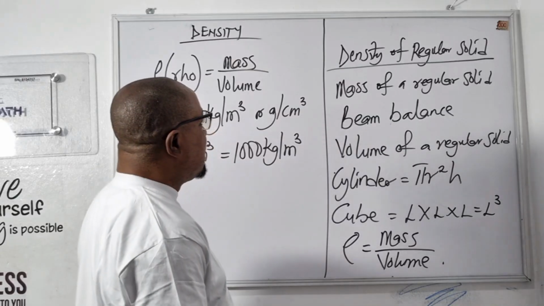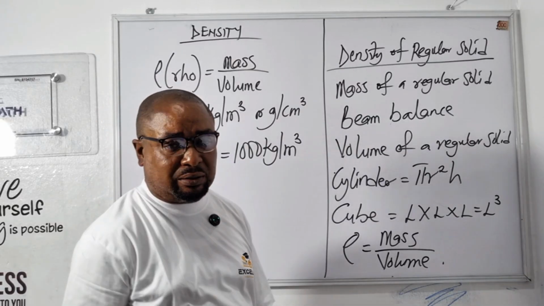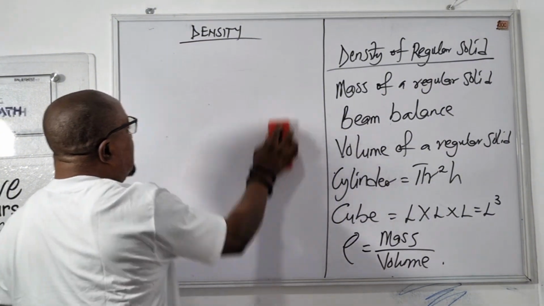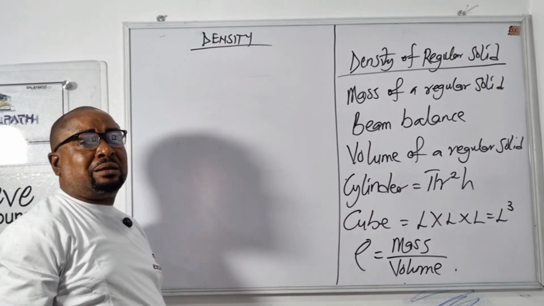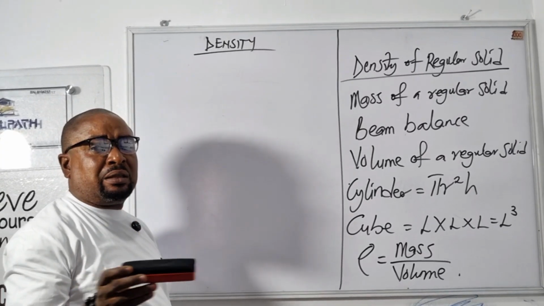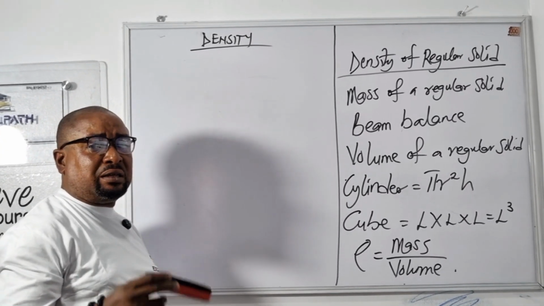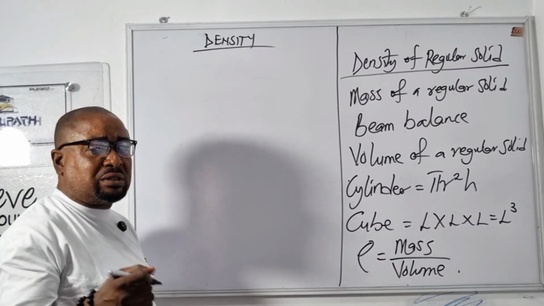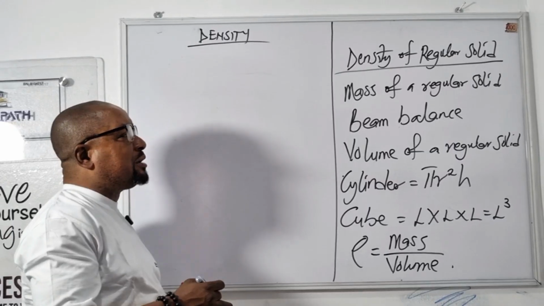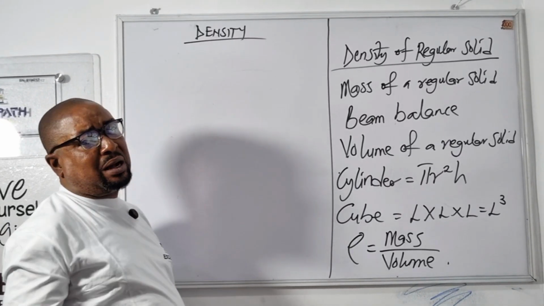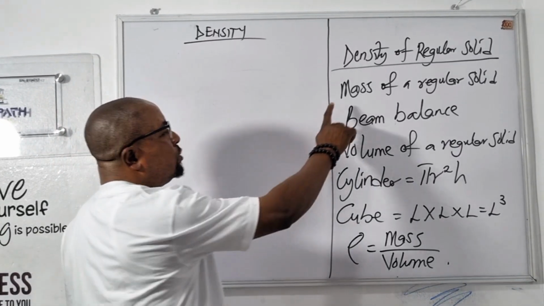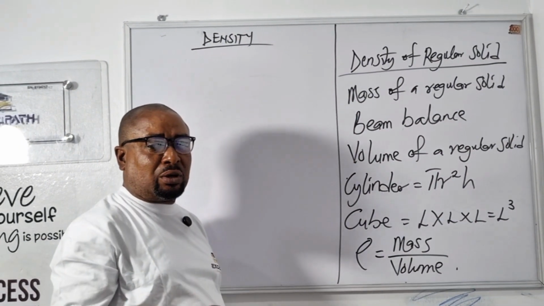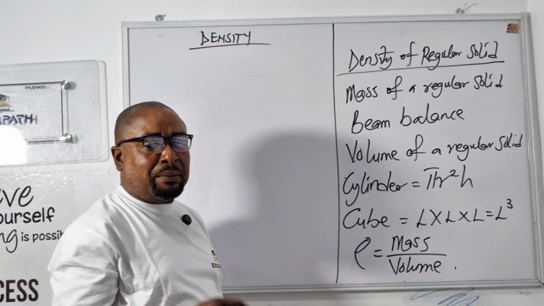Now let's quickly move to the other one, the density of irregular solid. Like I told you earlier, irregular solids are solids that don't have a definite shape. They are shapeless. So how do we get their density? Now we start with the mass. The same way we got the mass of a regular solid, the same way we're going to get the mass of an irregular solid. So we're going to use what? The beam balance to get the mass of the irregular solid.